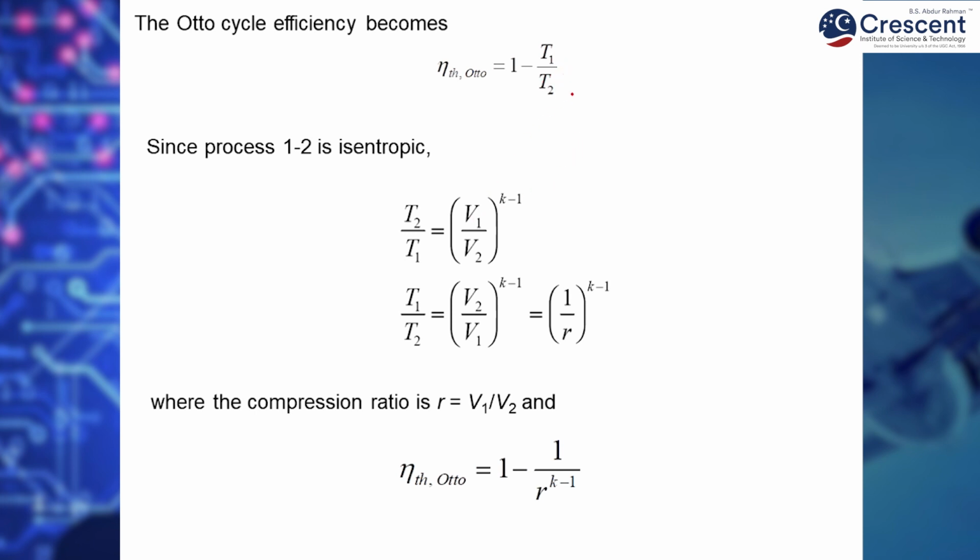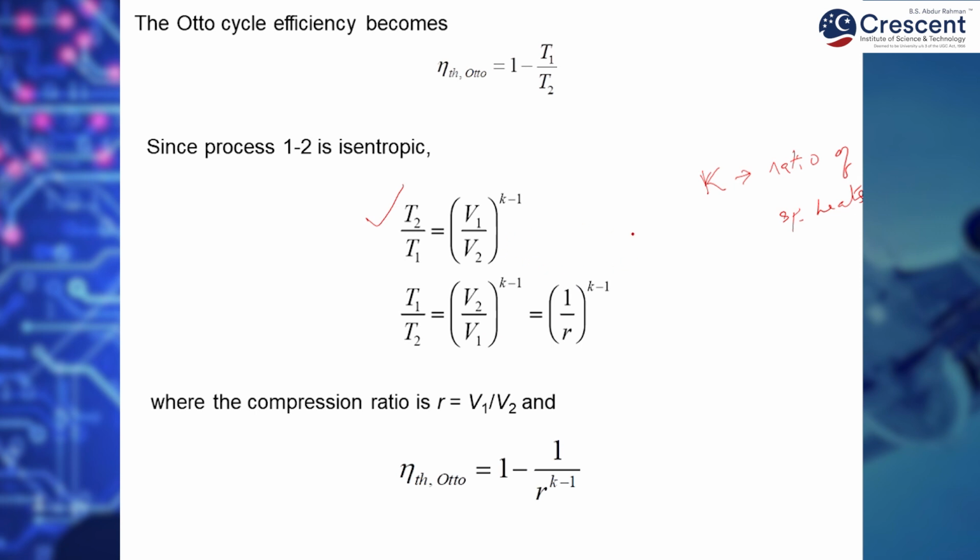What is this T1 by T2? We have already seen T2 by T1 as V1 by V2 power K minus 1. Remember, K is the ratio of specific heat, which is a constant. So, T2 by T1 for an isentropic process we can write as V1 by V2 power K minus 1, and what is required in the efficiency equation is T1 by T2, the reciprocal of this. So, the reciprocal could be V2 by V1 power K minus 1.